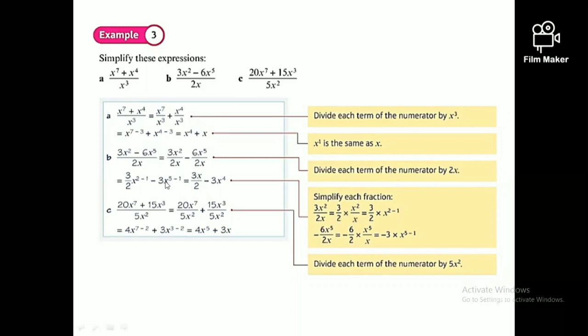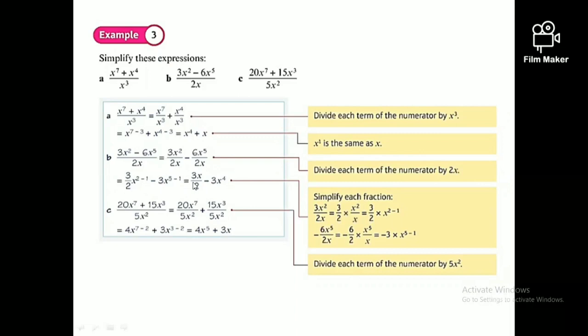Minus 6 divided by 2 is minus 3. X to the power 5 divided by x is x to the power 5 minus 1. So this answer turns into minus 3 over 2x to the power 1. 2 minus 1 is 1. It's over here: minus 3 x to the power 5 minus 1 is x to the power 4. With that you can obtain this answer.